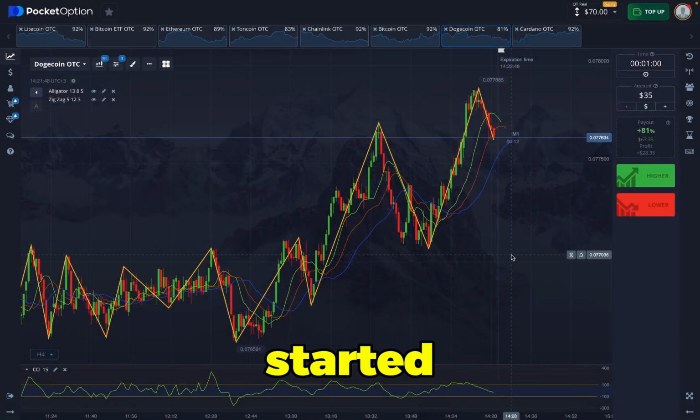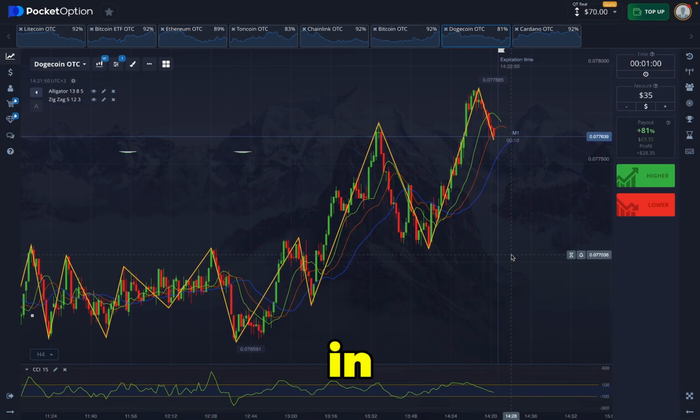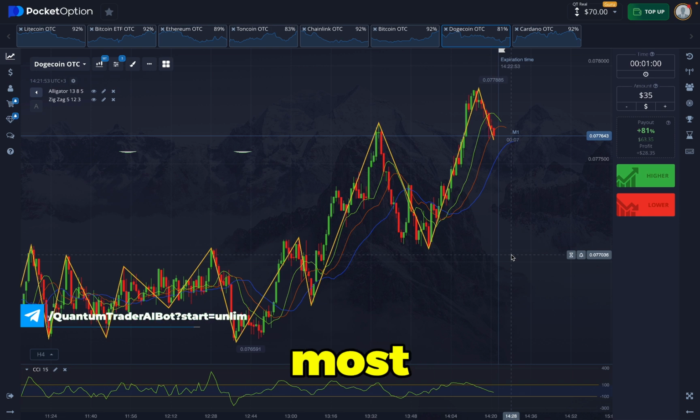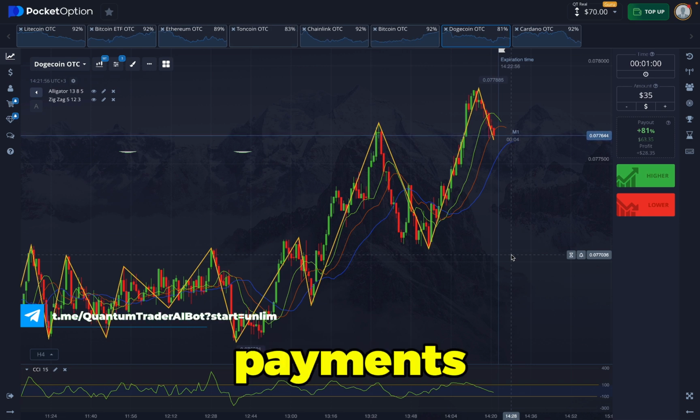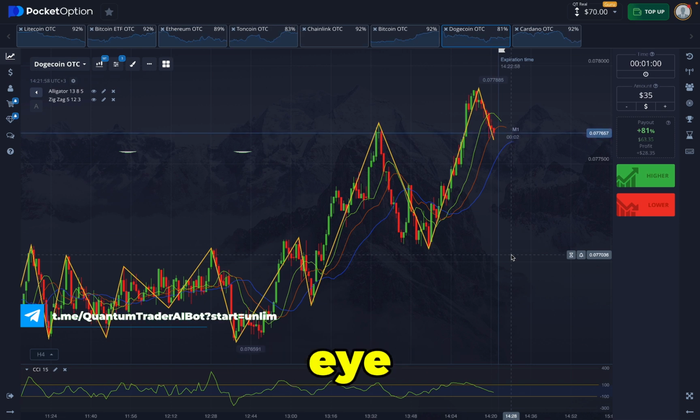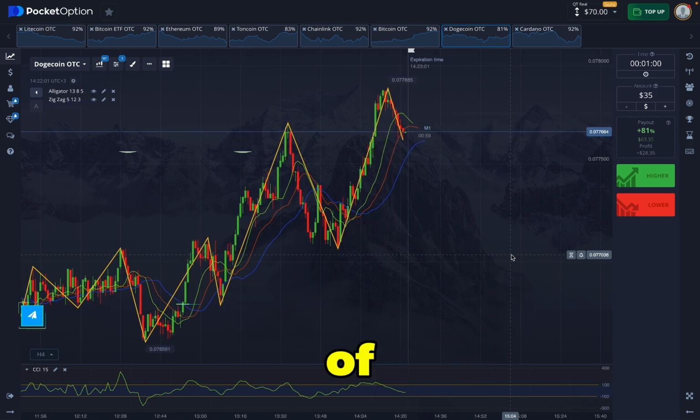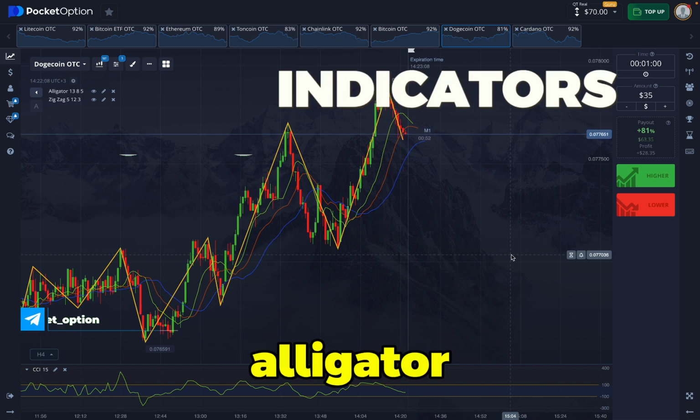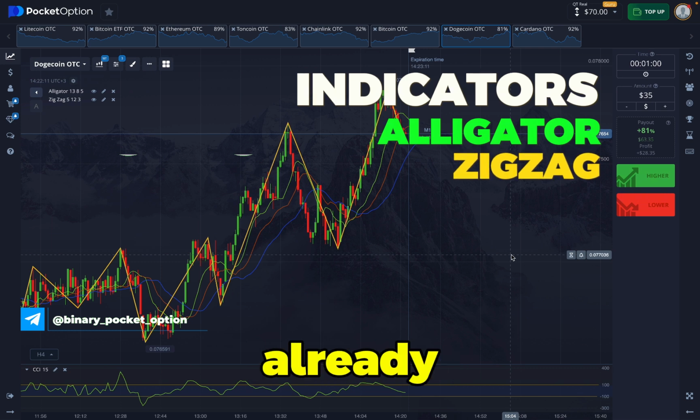So let's get started with our trading today. I trade in cryptocurrencies and all assets with the most optimal character and interest on payments you can see before your eye. I conducted a detailed analysis of the charts at this point in time and came to the conclusion that today I will show you a trending bunch of alligator and zigzag indicators, as you already understood.